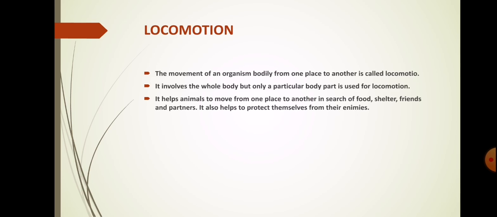Now why is locomotion important? How does locomotion help the animal? Basically, locomotion helps animals to move from an unfavorable environment to a favorable environment, or to find food, shelter or water, or to protect themselves from enemies. Sometimes animals locomote in search of partners, or to find a suitable place for laying eggs or rearing their young ones. If you have seen a cat, it moves its kittens from one place to another when they are very small.